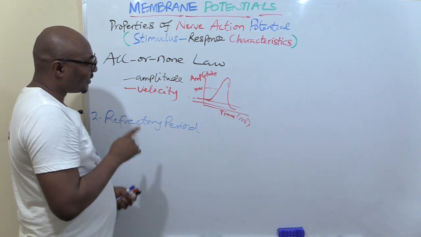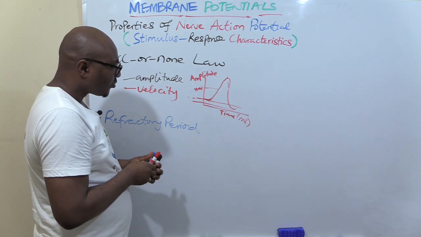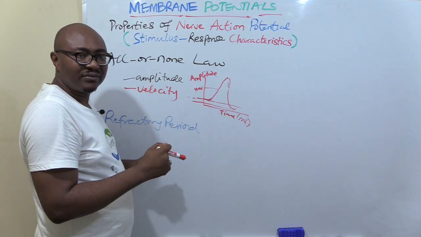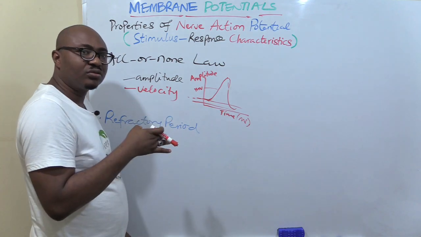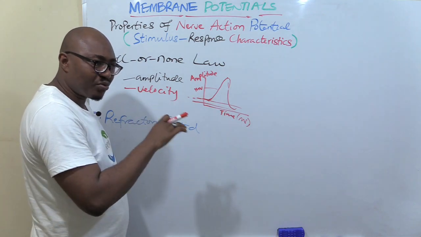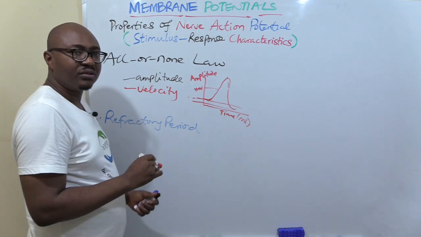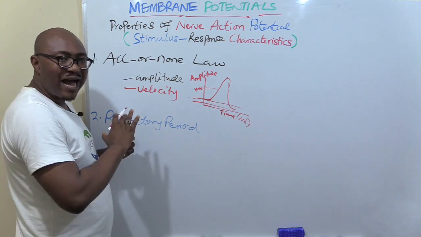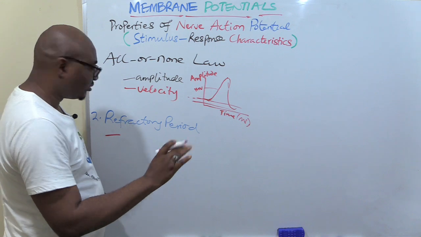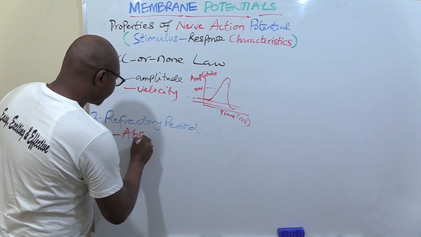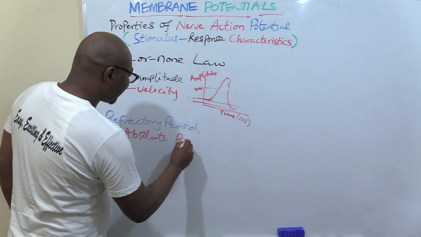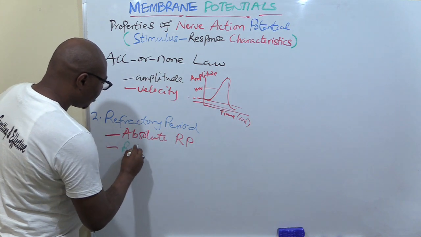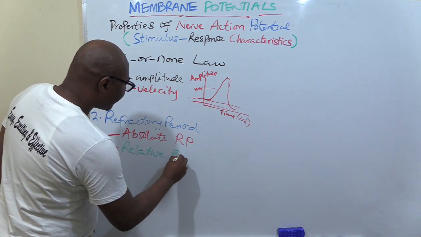What do we mean by that? It means that that particular nerve is unreactive, insensitive to a new stimulus at that particular point in time. It's a time period. You have two types of refractory period: the absolute refractory period and the relative refractory period.